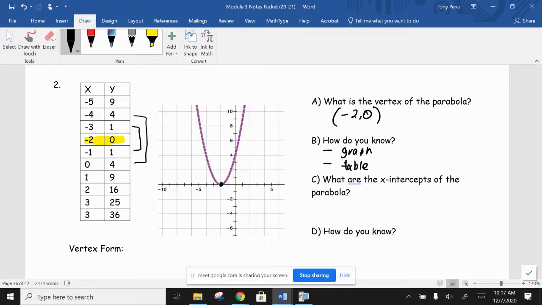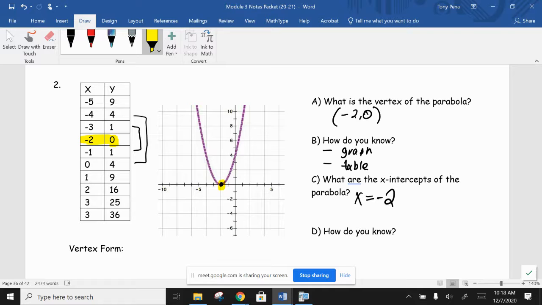All right, Cam, what do you think there, Cam? Wouldn't it be our vertex, (-2, 0), because the y value equals 0? Good. So the only place right now, if we go to our table, where we have a y value of 0 is at this x value. If we go to our graph, doesn't our graph only hit the x-axis one time?